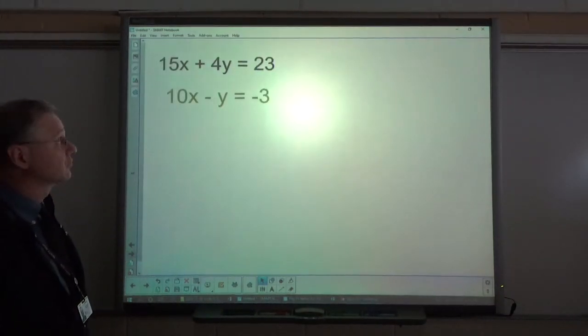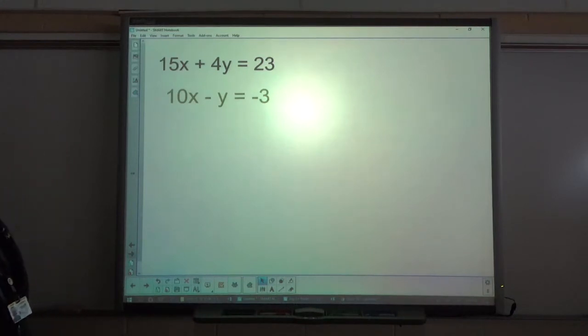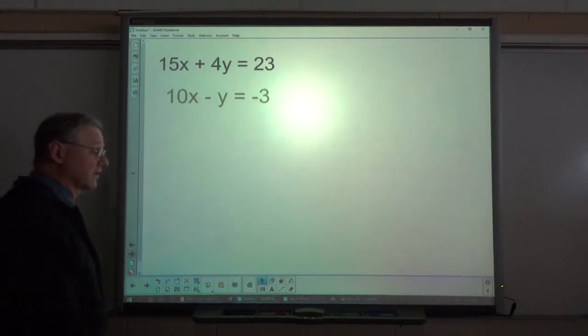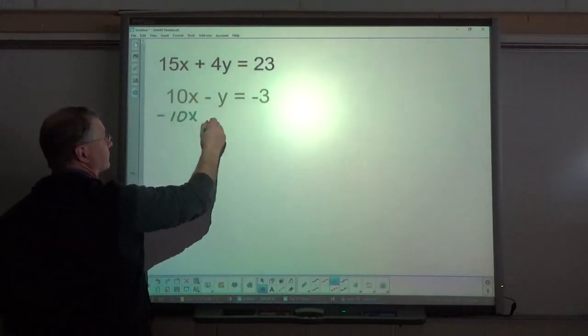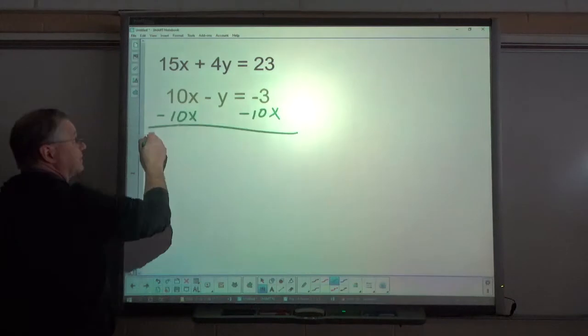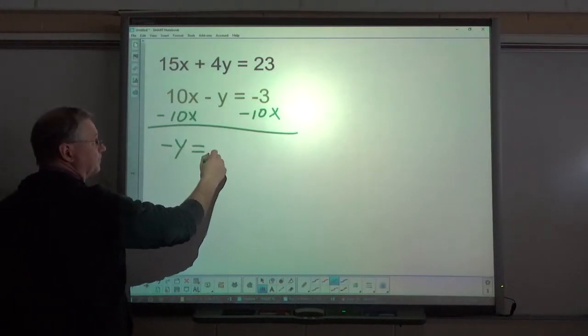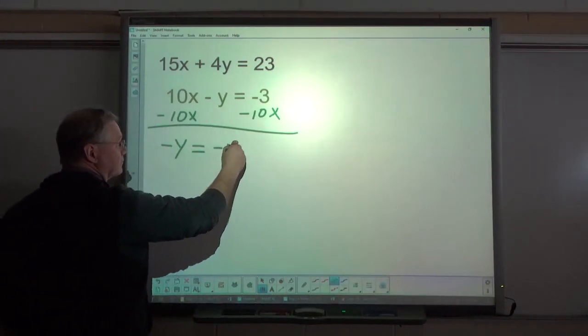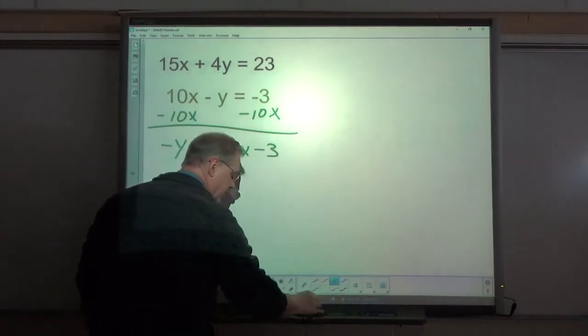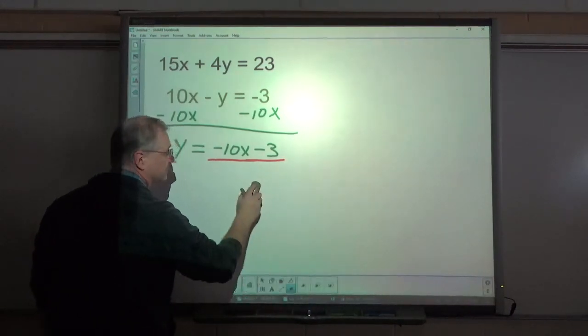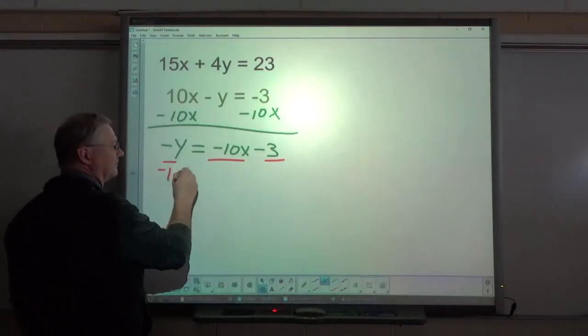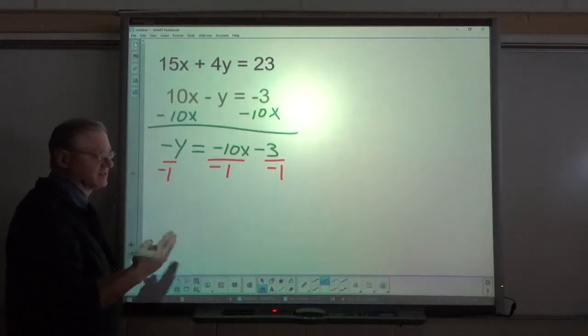So let's give this one a try. Which variable do you think I should try to get by itself, and in which equation? I'd say the second equation, and we'll try to get y by itself. Now this time I will subtract 10x from both sides, just to show you the other way of doing it. Now I'm going to put the x first. It doesn't have to be, I like to do it that way. Divide the whole thing, or let's do it individually, by a negative 1, everything on both sides.